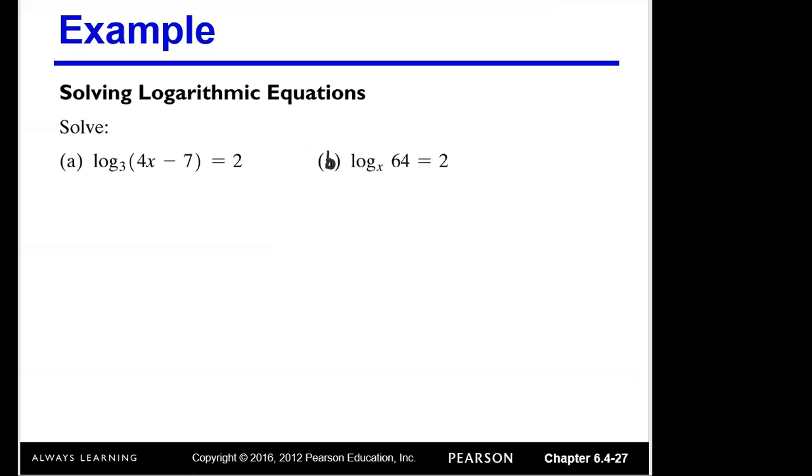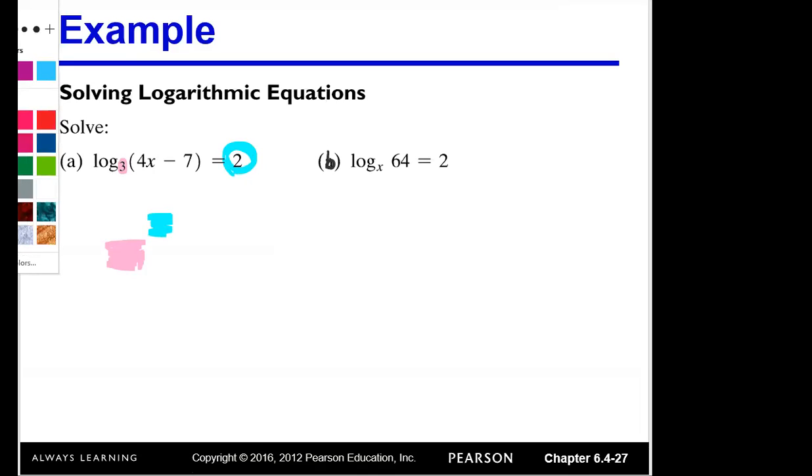In order to solve a logarithmic equation of this type, you have to convert it from log form to exponential form. I don't remember what colors I was using the other day. I want to say pink in this color. You start with the base. It's a base of 3. So I'm going to take base 3, and then you're going to raise it to, remember, logarithms are always equal to the exponent. So you're going to raise that to the exponent. I'll have the 3 here, the exponent of 2 there, and then it's going to equal whatever you were taking the logarithm of, which was the 4x minus 7.